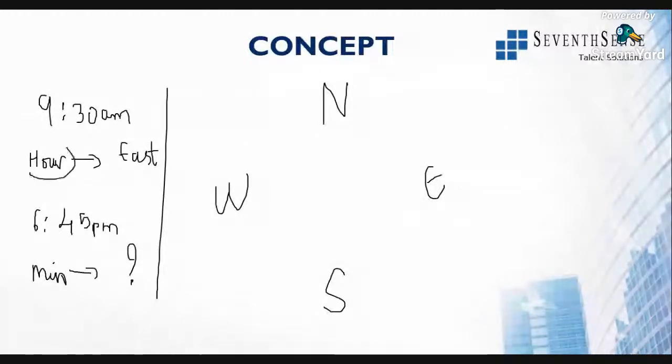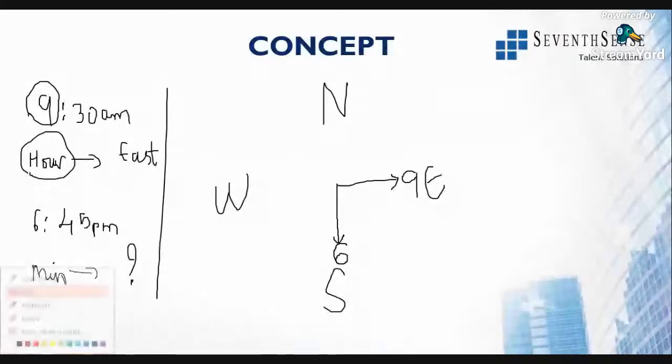The hour hand at 9:30 shows at 9 o'clock. The hour hand shows east direction. So 9 will be here, and here it will show east direction. Then 9:30, 30 in the sense it will be something like this. So what will south become? South will become 6. Oh, sorry, this is wrong.